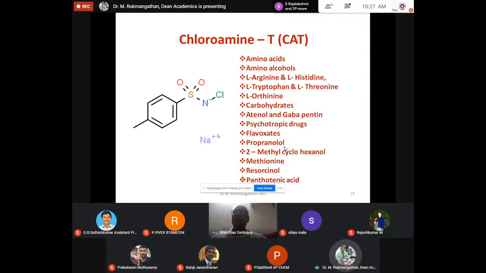This one is called CAT, chloramine T. Look at this compound. Here, the nitrogen atom present in this parent compound has been replaced by chlorine atom. A variety of compounds, a variety of substrates have been subjected to kinetic studies and analyzed in very good manner by making use of this chloramine T.